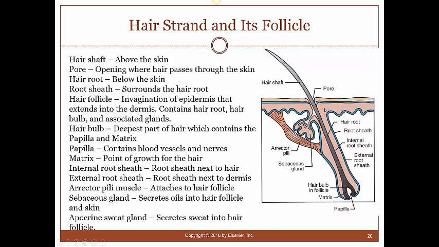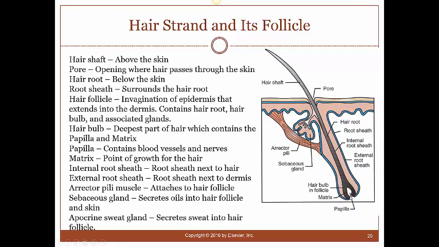The root sheath is the part that surrounds the hair, and this is a growth of the epidermis down into the dermis. We have the hair follicle, which is this whole part of it too, along with the root sheath that goes down into the epidermis, and it's also going to contain the sebaceous glands and sweat glands. And then we have the hair bulb, which is the deepest part.